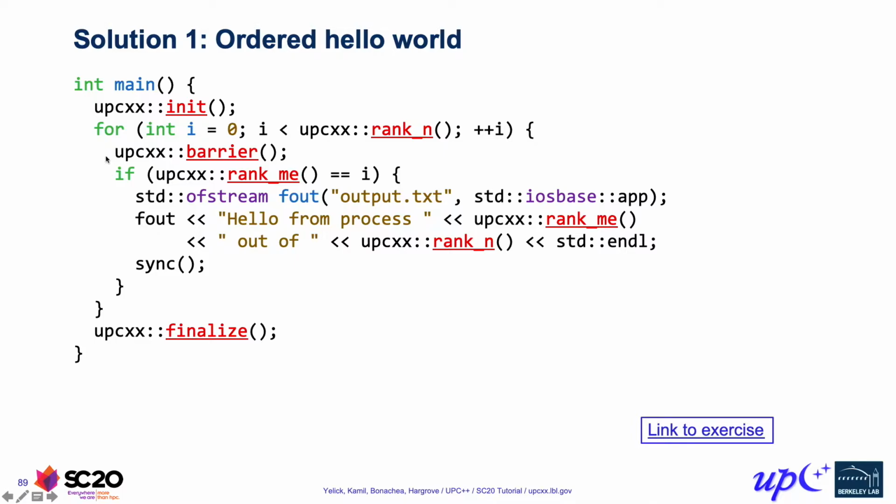And so the way to do that is to put a barrier somewhere in this loop. Now you could put it at the beginning or the end. Here we put it at the beginning. And what a barrier does is it prevents anyone from moving forward until everyone has reached it. Okay, so again, in each iteration, nobody can proceed until everyone hits that barrier, and then the processor whose rank corresponds to the iteration can go ahead and print out their message to the file.